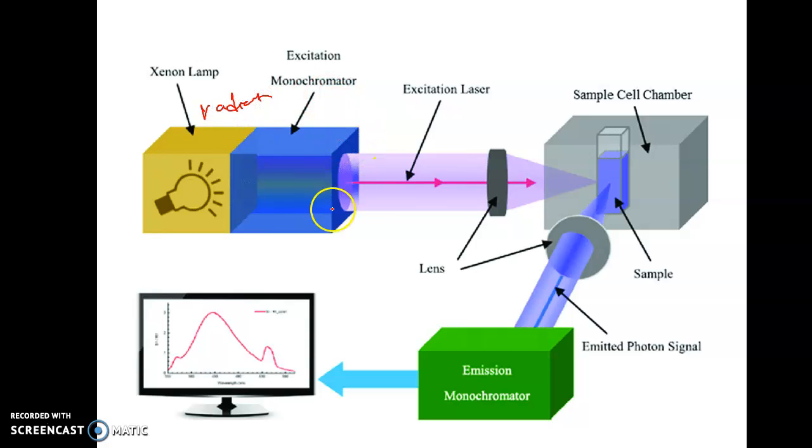Okay, we have the excitation monochromator, or an excitation laser. It can also be a laser. And then you see that the color is different over here. This is more towards a faint purple, and then it goes into violet and blue because the lambda is shifting to the longer part, right?